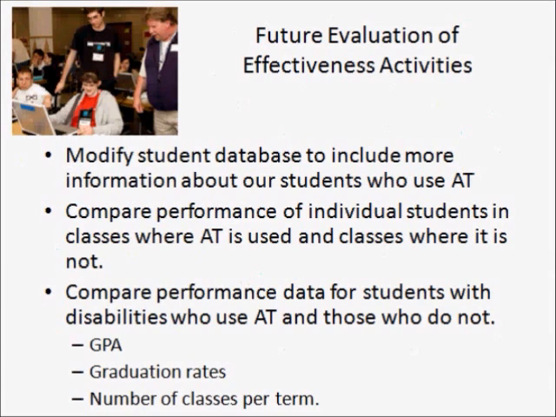They thought of some ideas that they might be able to implement in the coming year, things like modifying the student database to include more information about students who use AT. And they wanted at the end of that year to do some comparison of performance data of individual students in classes where they use AT and classes where they don't use AT, and also to compare performance data for all of the students that they serve in terms of how assistive technology might affect student grade point averages, graduation rates, or the number of classes that students were able to take in a term.